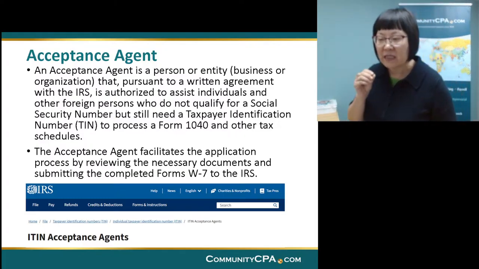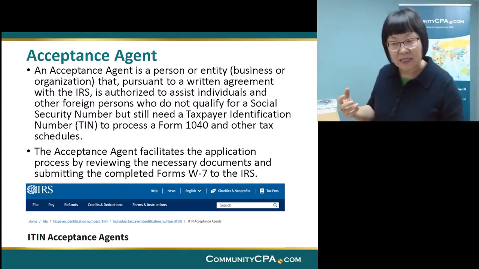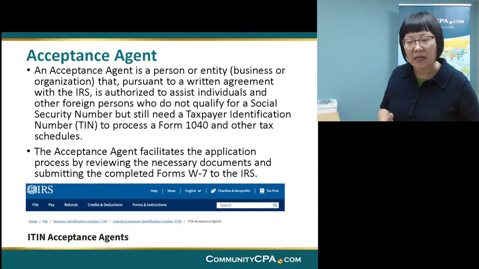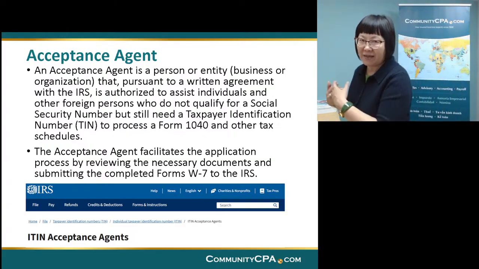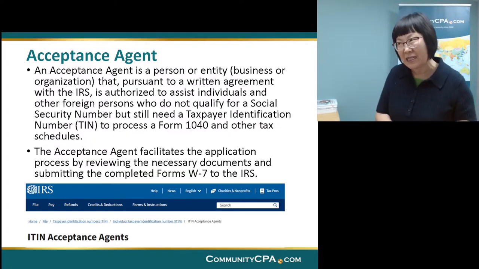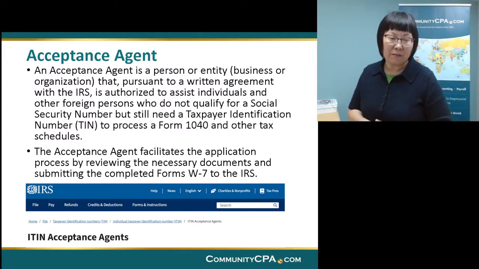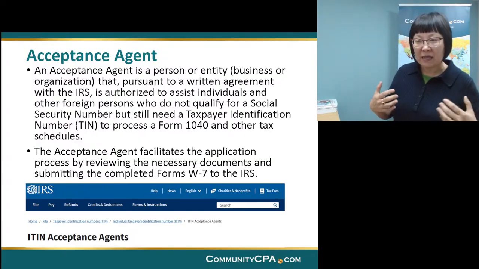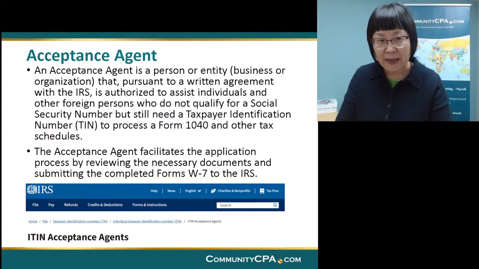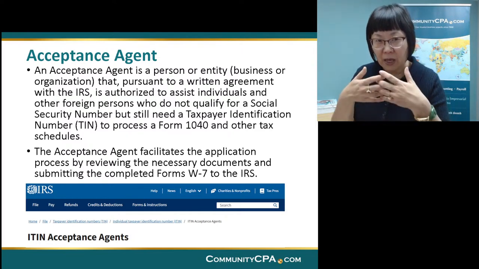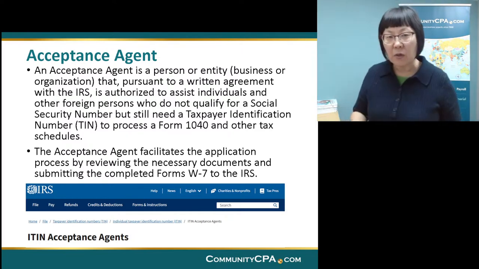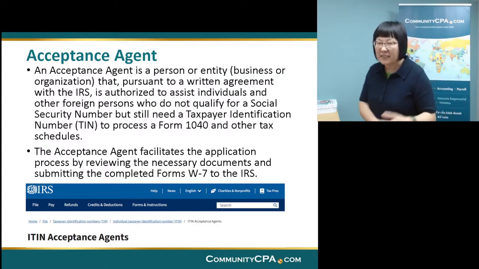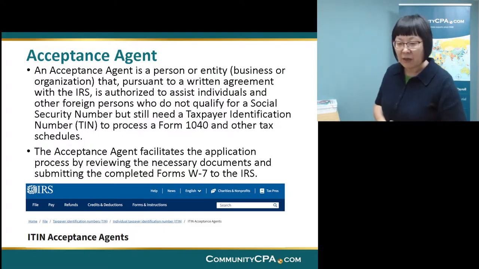The acceptance agent facilitates the application process by reviewing the documents and submitting the complete W-7 to the IRS. You see, it doesn't need to submit your original passport. Normally, the procedure is that the acceptance agent will take a photocopy of your original passport. So you still need the original. It's just that it doesn't need to travel to the IRS.